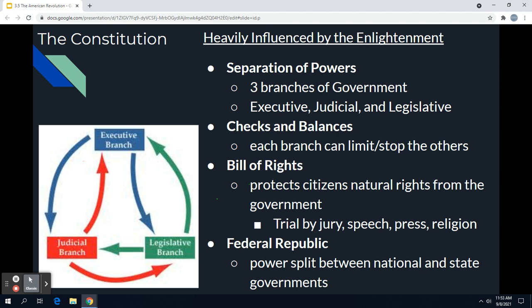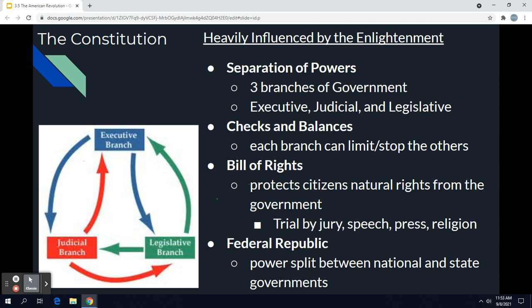Second is checks and balances. This is how the different branches kind of control each other. They can stop other branches from doing something, so that no other branch gets too powerful. And you can kind of see that by that basic diagram in the bottom. It doesn't list them because there's a lot of them, but you can kind of see that each branch can kind of stop the other branch.